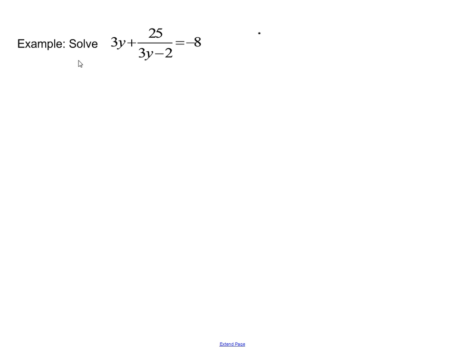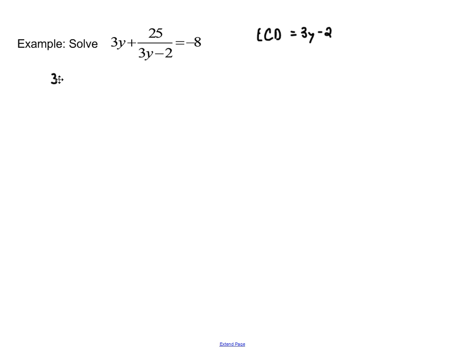Alright, one more rational equation, and this time it should be a little bit easier to multiply through by our LCD. Our LCD in this case, the least common denominator of all of our fractions. We've got 3y over 1, 25 over 3y minus 2, and 8 over 1 is 3y minus 2. So we'll go through it and multiply each term by 3y minus 2.